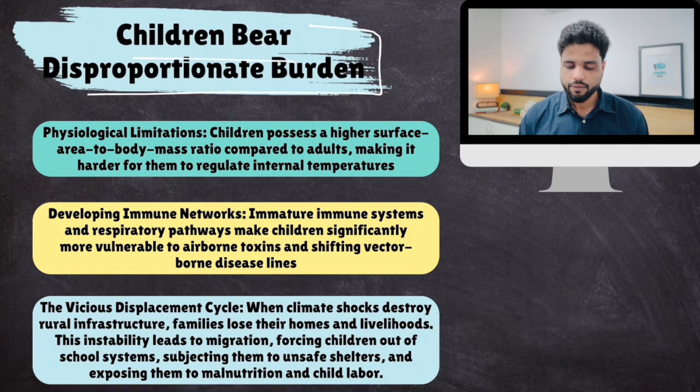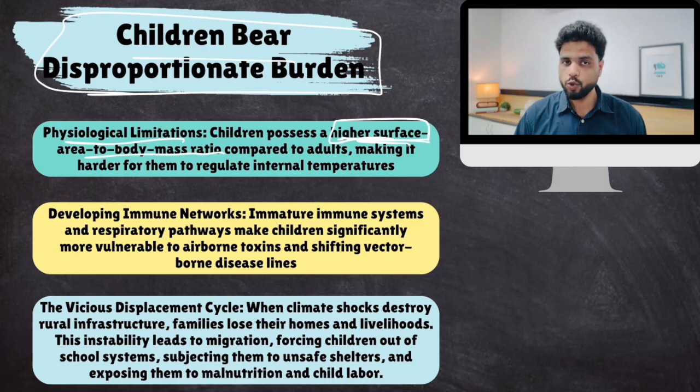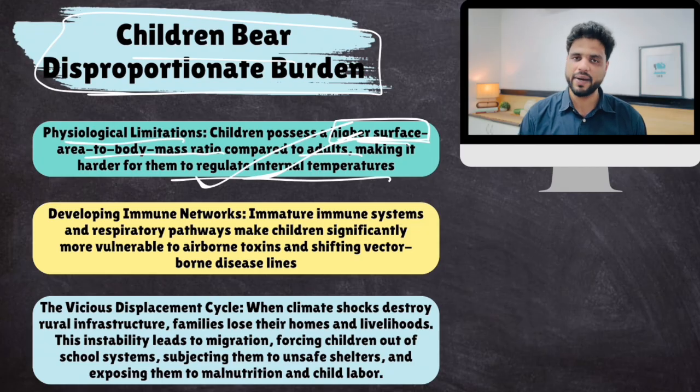Now, why do children face a disproportionate burden of climate change? Why are children more vulnerable than adults? First of all, physiological limitation. Children have smaller bodies, so they have a higher surface area to body mass ratio. If you have a higher surface area, you lose or gain heat very quickly. You lose heat very quickly in colder areas and gain heat very quickly in hot areas. Therefore, it is difficult for children to regulate their body temperature. They are more vulnerable to extreme weather events because their capacity to regulate their internal temperature is a little less than adults. So this is the medical reason.